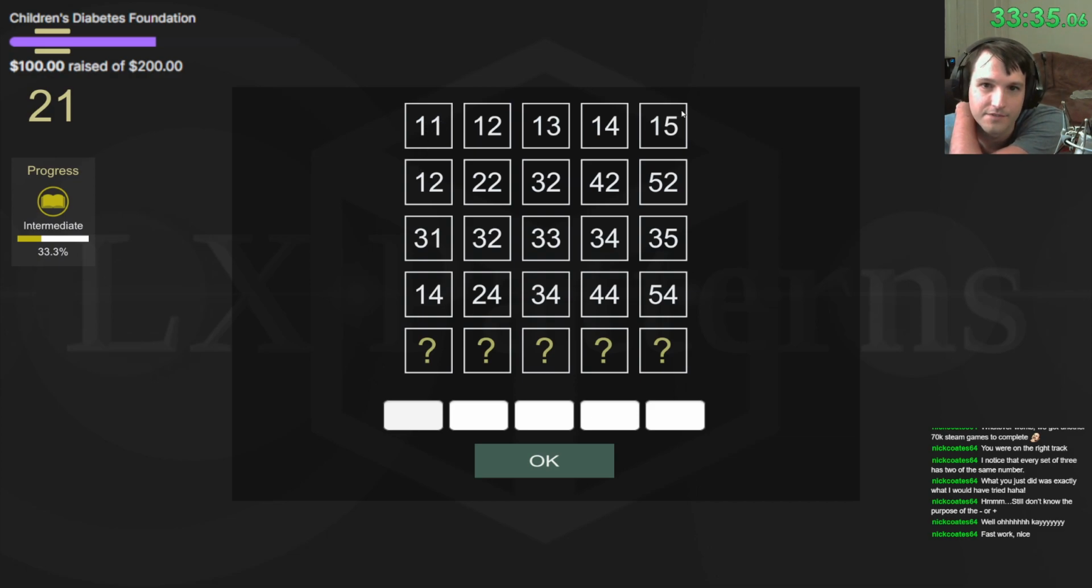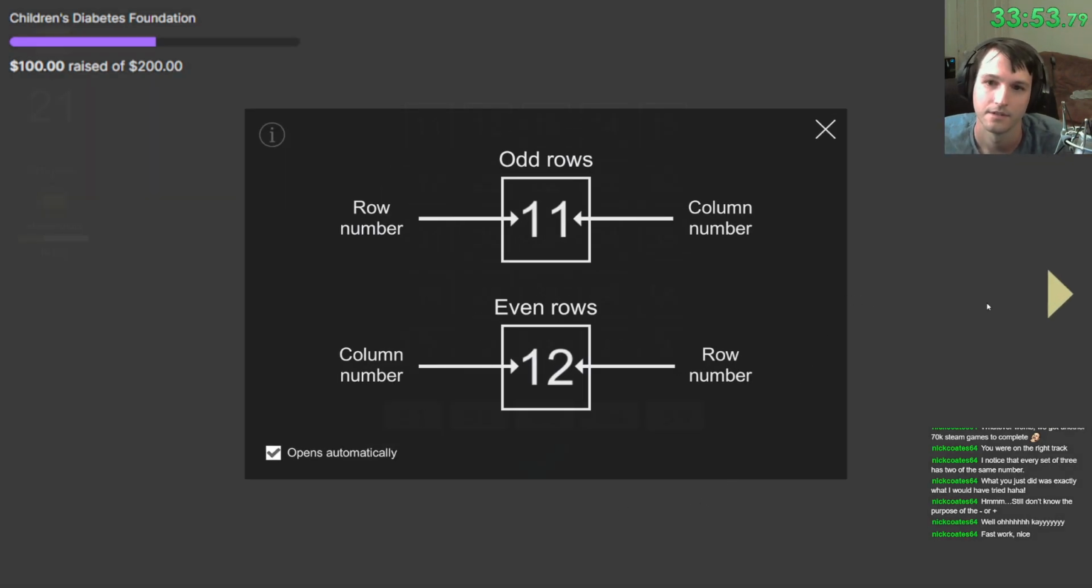So we have 11 through 15. Everything ends in a 2. Everything starts with a 3. Everything ends in a 4. Everything starts in a 5, right? So it would be 51, 52, 53, 54, 55? Yeah. Row number, column number. Column number, row number.